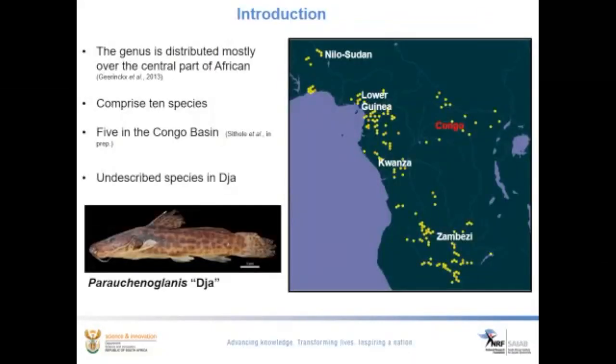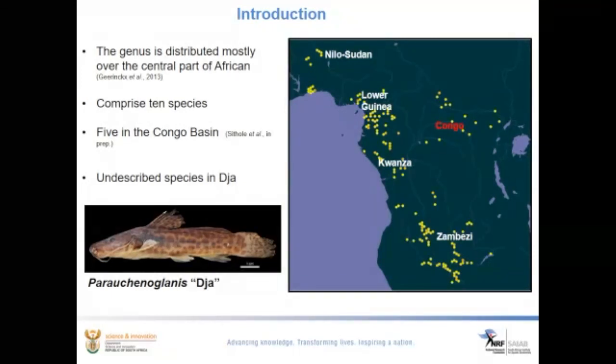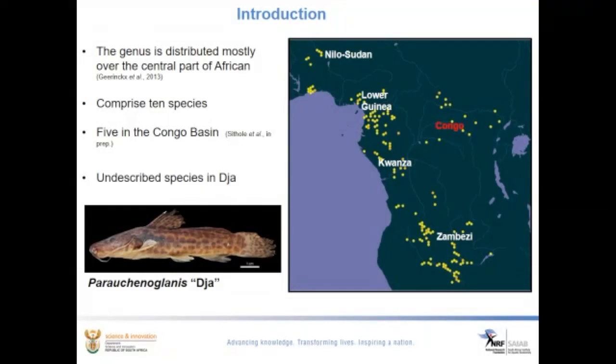The catfish genus Paracrinoclinis is distributed over the central part of the African continent in 5 ecofaunal provinces. Paracrinoclinis comprise of 10 species, of which 5 of these species occur in the Congo Basin. A recent detailed study of Paracrinoclinis species conducted in the Congo Basin and adjacent basins in southern Africa revealed the presence of possible undescribed species from the Jar River, a tributary of the Congo Basin. This study provides morphological evidence to show that these specimens are indeed a new species to science. For the purpose of this presentation, we'll be referring to these specimens as Paracrinoclinis Jar.